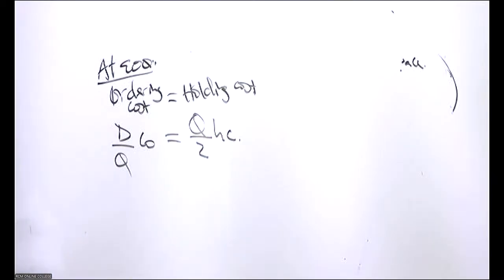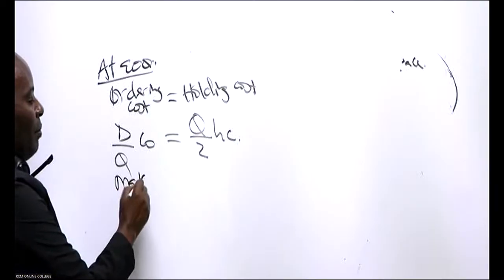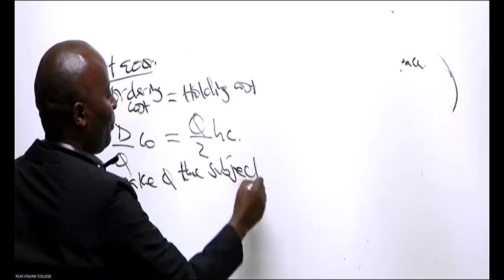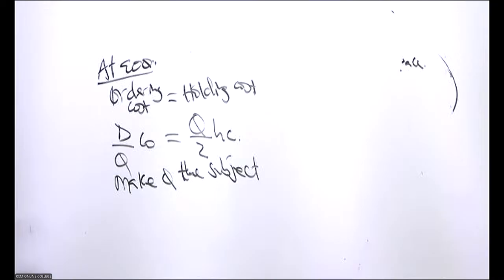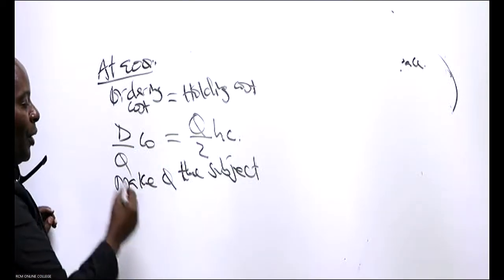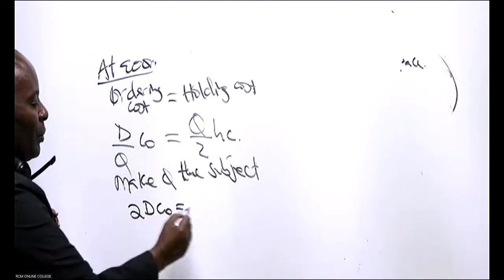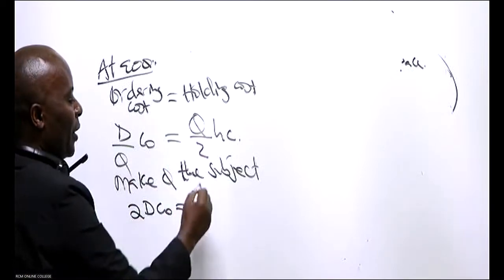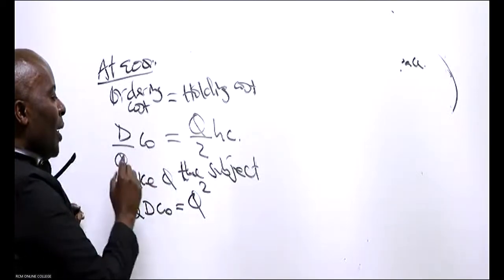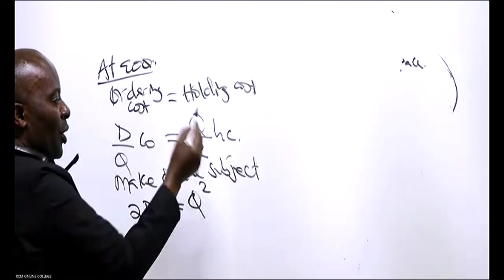So can you kindly do me a favor? Make Q the subject of the formula. So if you make Q the subject of the formula, let's cross multiply. If you cross multiply, this will come here. So this will be 2DCO equals Q squared, because of Q times Q. Even those who have not seen this cross, it will be Q times Q, which is Q squared.